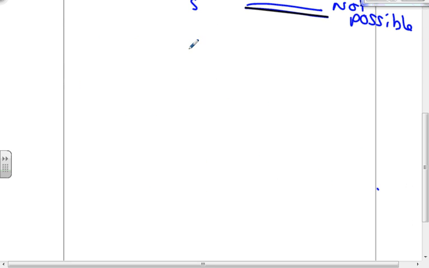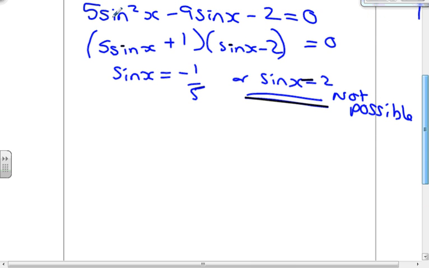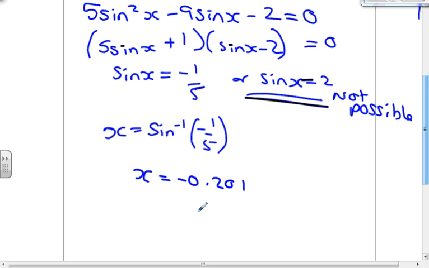So that means that we have sine of x equals minus a fifth. So x would be equal to inverse sine of minus a fifth. Of course, making sure that your calculator is set to radians, because that's what we're working in for this question. And that would give me x equals minus 0.201.